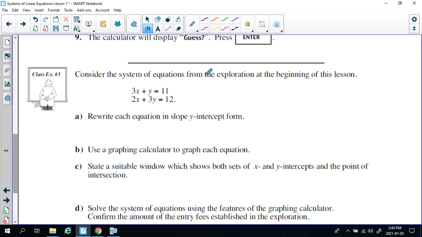Okay, so it says, consider the following system of equations from the beginning of the lesson. It says, rewrite each equation in slope y-intercept form. Now, we already did this, okay, from example 1.